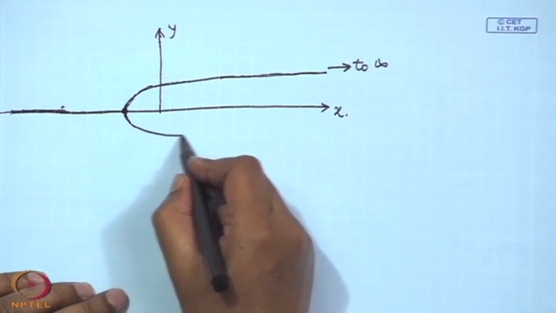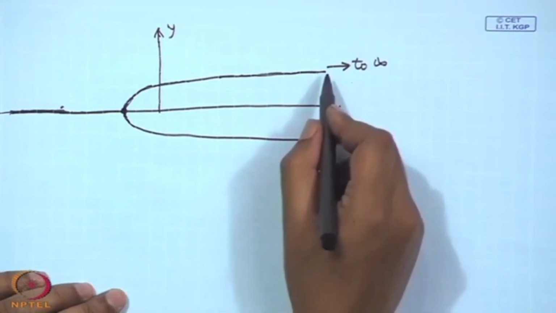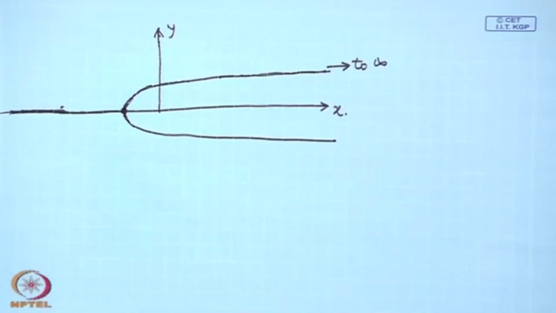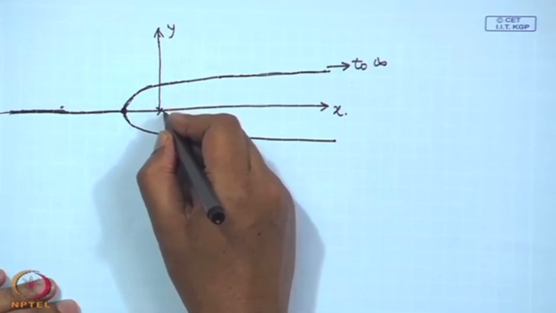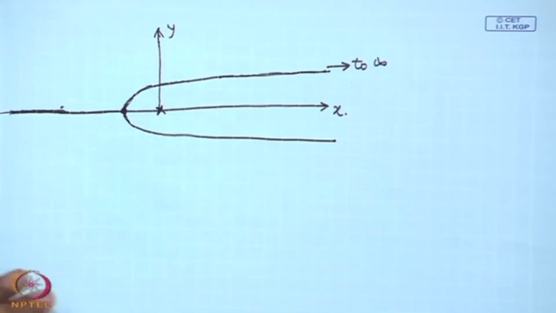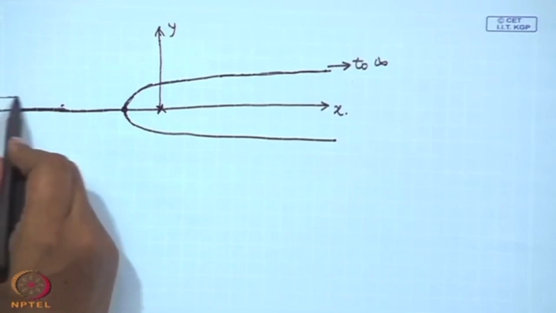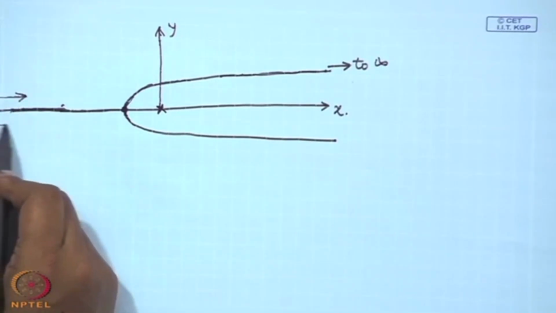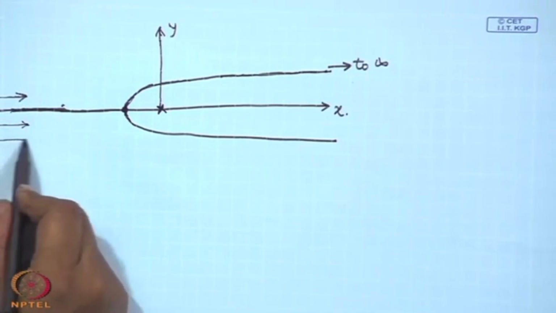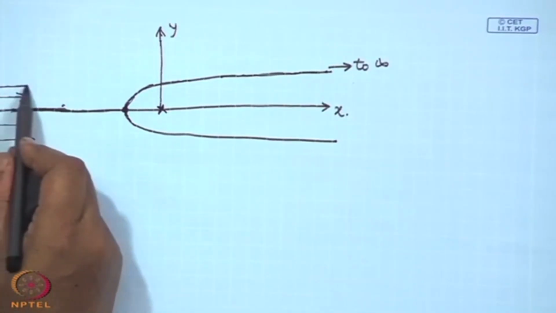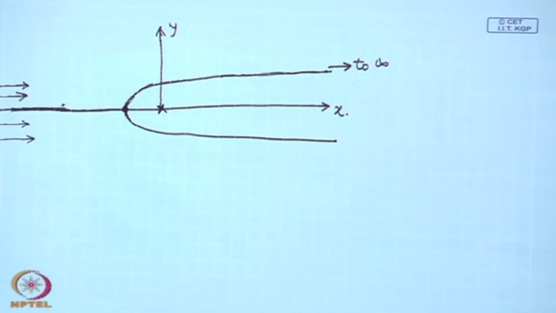This geometry is symmetric, and this is the location of the source. This is usually referred to as the zero streamline.